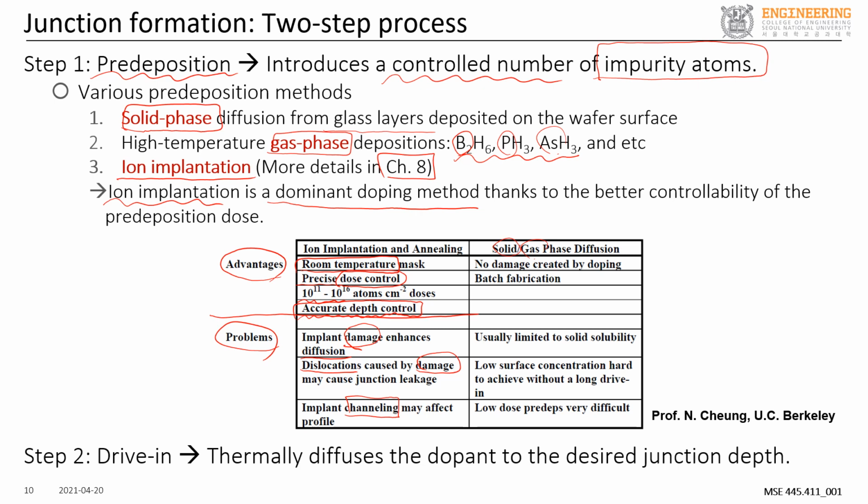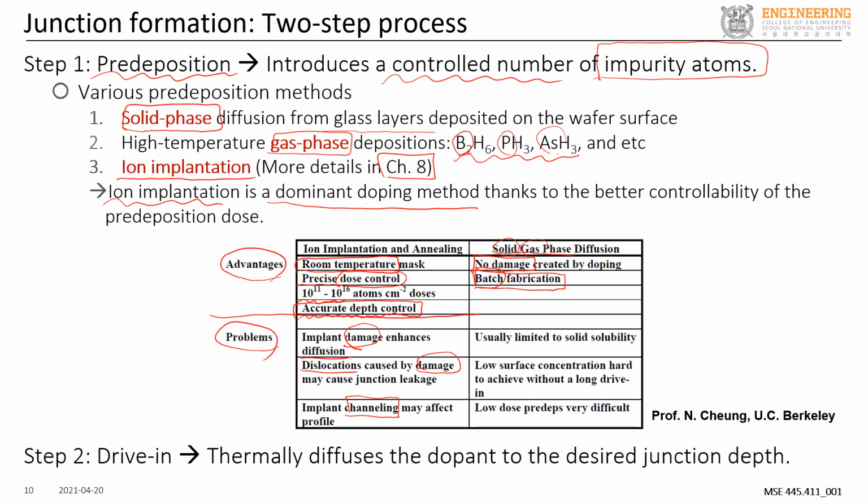So for solid and gas phase diffusion, there's no damage. That's the big advantage, and also the batch fabrication. Just like thermal oxidation, you can put maybe hundreds of wafers in one chamber, and they will get this solid or gas phase diffusion at the same time. So that's what we mean by batch. So it's a low cost process.